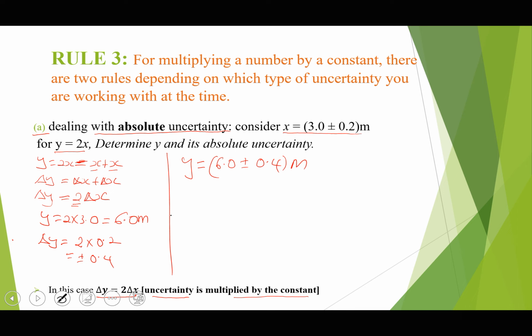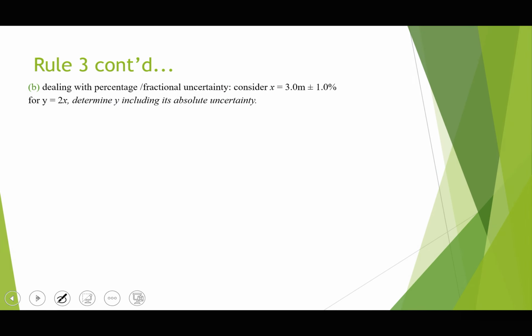Then suppose we are dealing with percentage uncertainties. Let us see what happens. Suppose we are dealing with fraction or percentage uncertainties. Suppose this time x had been defined as 3.0 meters, but this time given a percentage uncertainty. So we want to determine y with its absolute uncertainty. How do we therefore handle this?